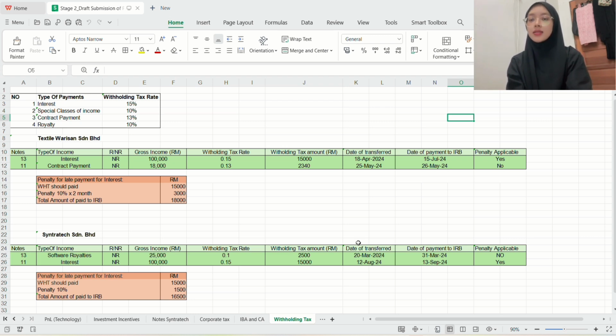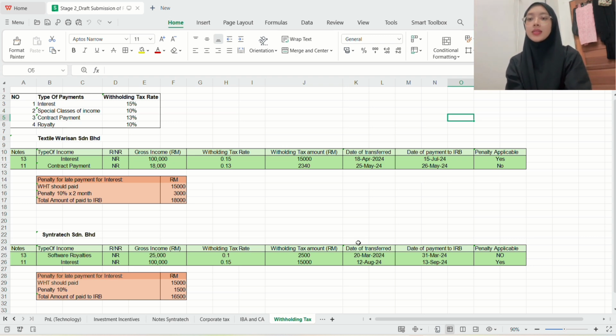The second one is interest. The gross income is 100,000, will be multiplied by 15% and we will get 15,000 for withholding tax amount. The date of transfer is 12 August 2024 and the date of payment to IRB is 13 September 2024.